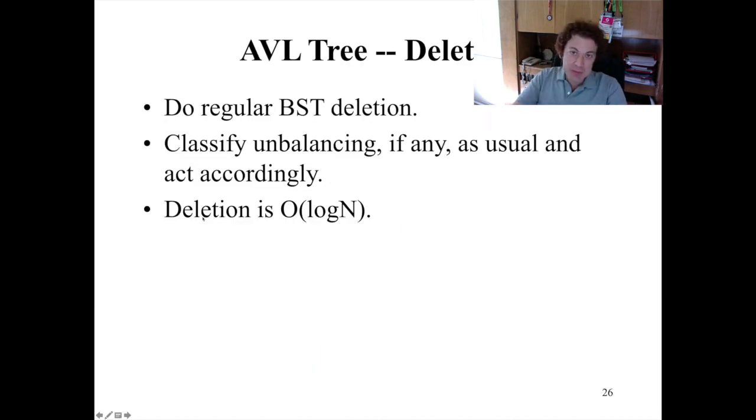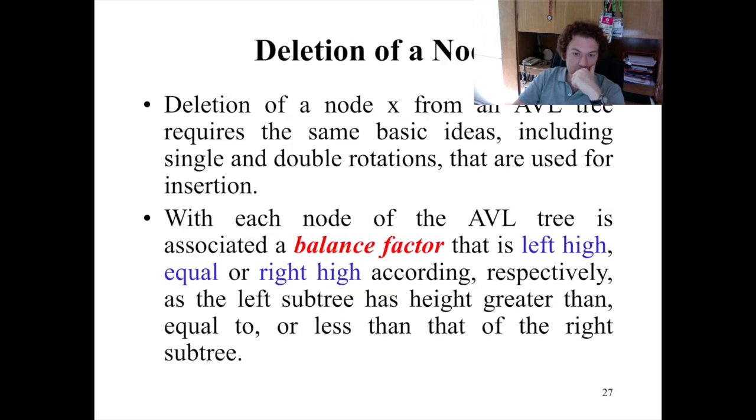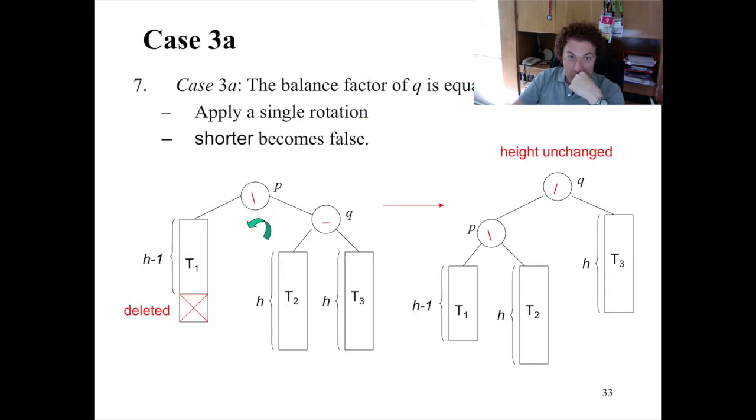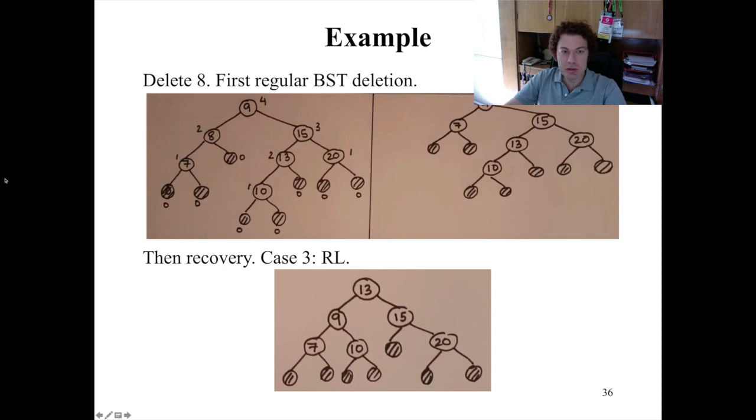All right, deletion is carried on with a regular BST deletion, and then you classify the unbalancing situation based on our cases, then act accordingly. Sometimes there won't be any unbalanced situation anyway. And again, it will be log n because of the height bound log n. So let me just go through the example here.